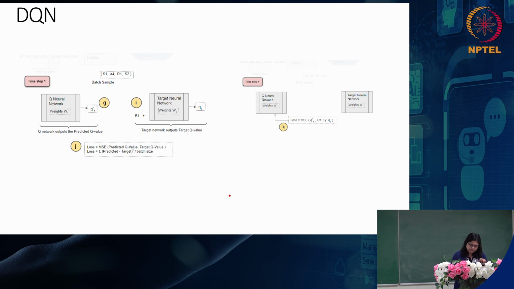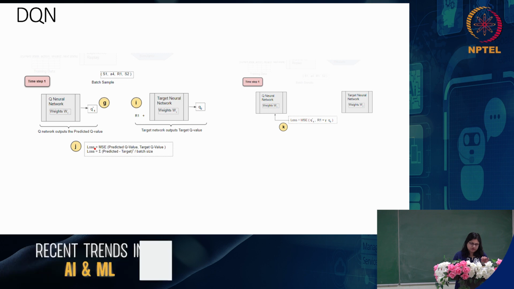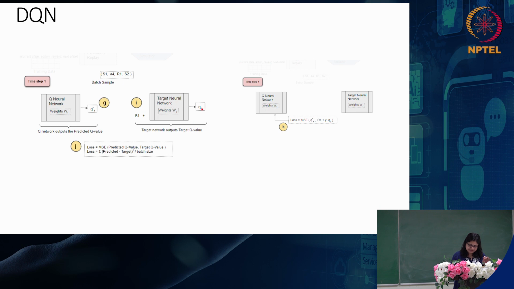Now you calculate the loss. So what is the loss? This Q4 dash is your previous Q value, and now you have approximated the future Q value. So that is the predicted Q value and the target Q value. Got it? That is the temporal difference formula, and that is the loss: MSE of the predicted Q value and the target Q value. Q4 dash is our predicted Q value, and R1 plus this is our target Q value. So this loss we are calculating.